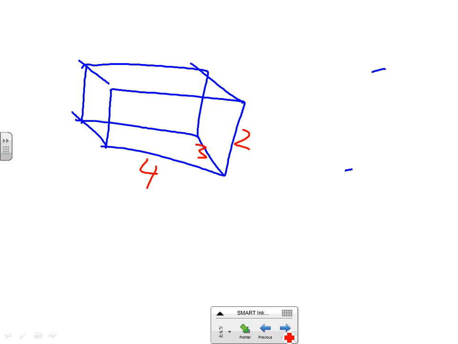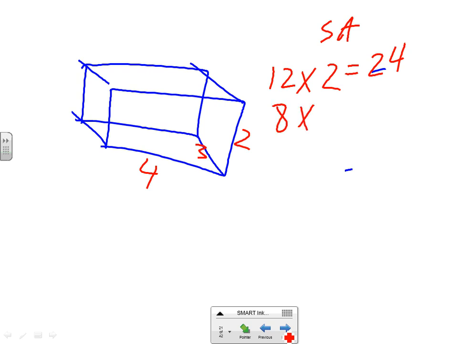And again, we do the same kind of calculation. Surface area. What's the top and the bottom? Top and the bottom, what are their areas? 12. 4 times 3. So if we got 12 times 2, top and bottom. Front and back, what are their areas? 8. 4 times 2, right? That's this side. 8 times 2. We've got a front and a back.